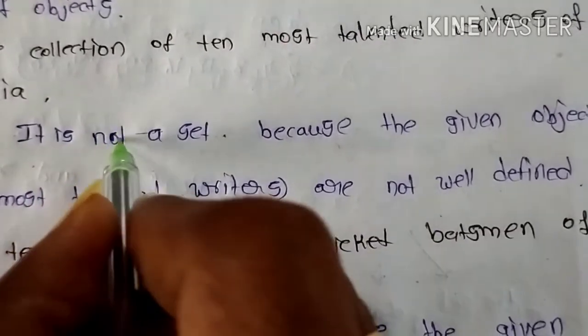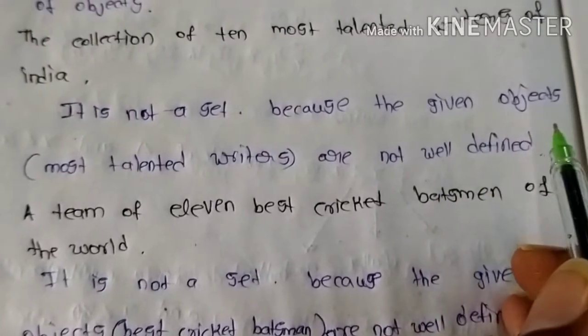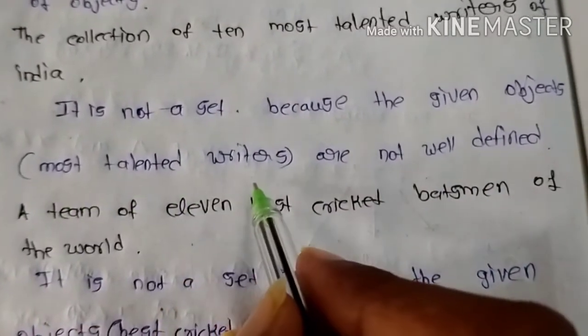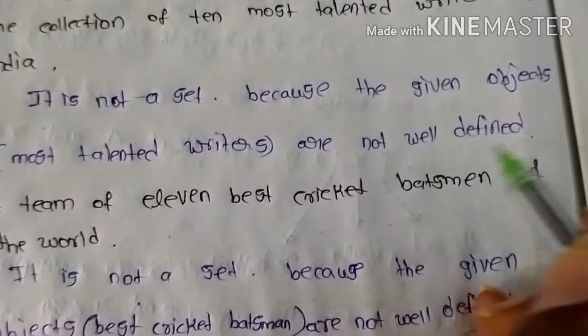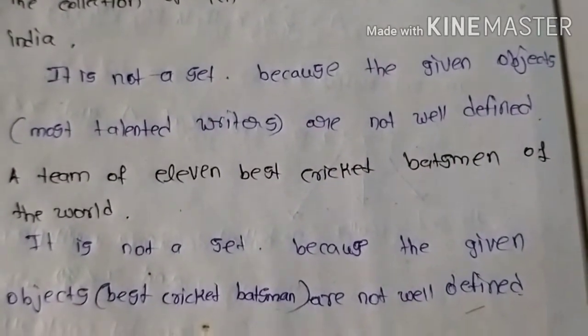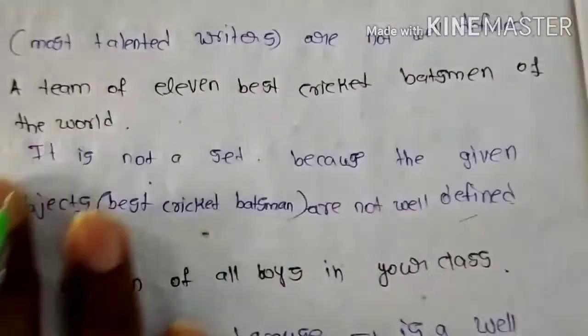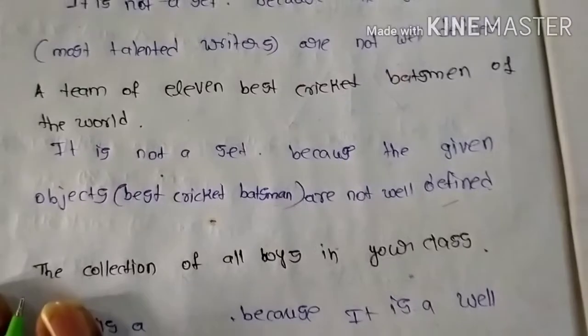It is not a set because the given objects, most talented writers, are not well defined. Once you try to understand the question, if it is well defined, you can mention it as a set. If it is not well defined, you can take it as not a set.